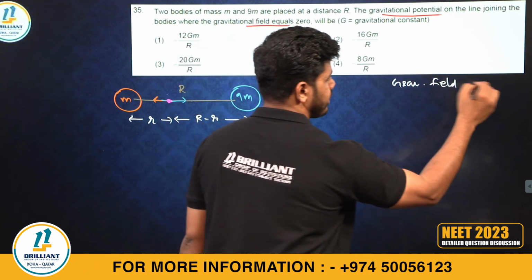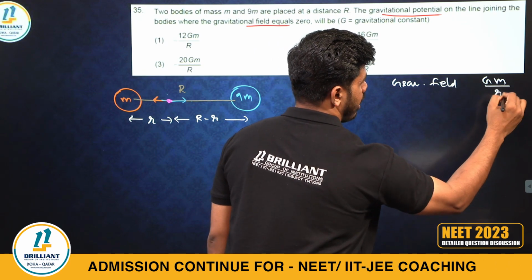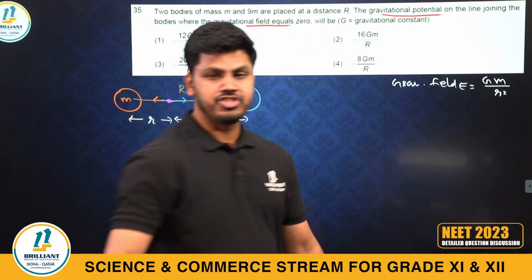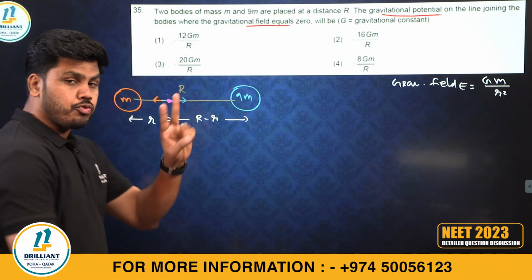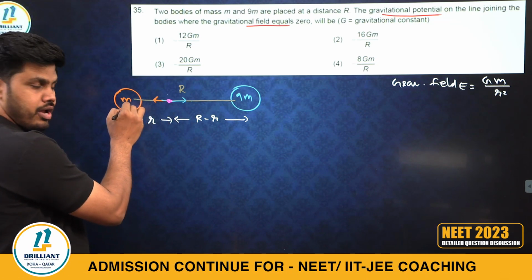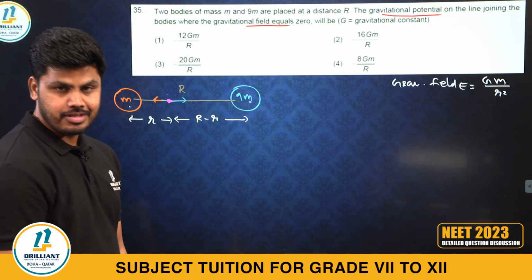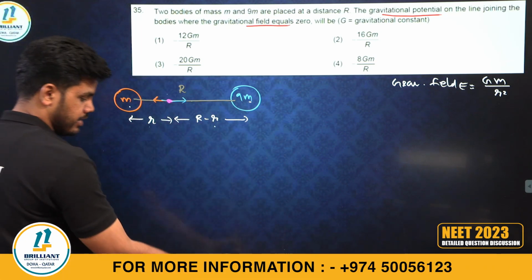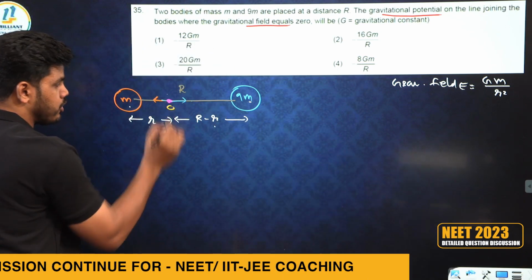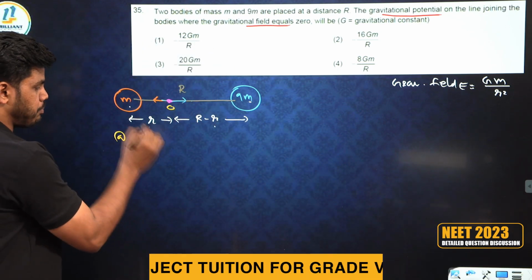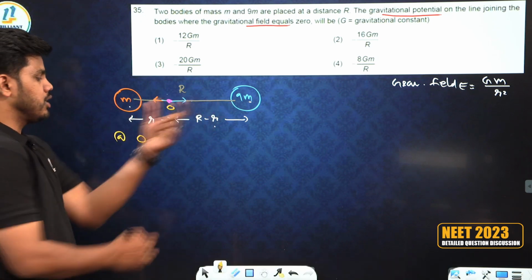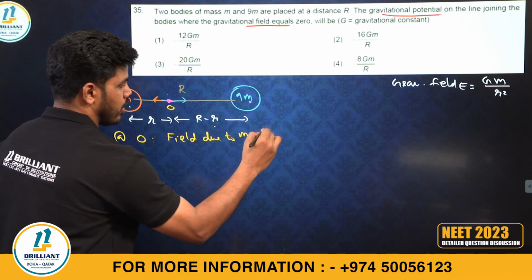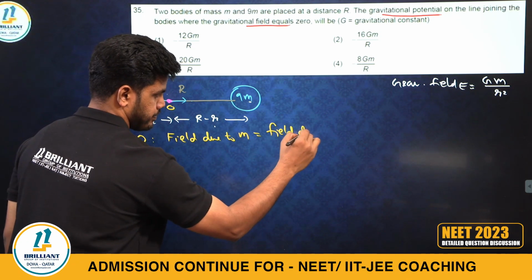We know the expression for gravitational field strength: Gm by r square. We use the letter E also there. So there will be two fields, one produced by the small m and the other produced by the 9m mass, at distances r and R minus r. If the total field at the point O is 0, then the field due to m is equal to the field due to 9m.